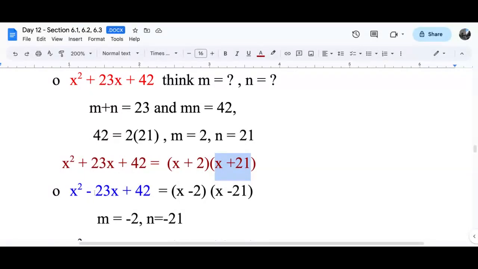Now let's see, the middle term is negative. If the middle term is negative and the constant term is positive, we know the two factors M and N have to be negative, because negative times negative will be positive, and negative adds negative will be negative, right? Indeed, negative 2 times negative 21 gives us positive 42. Negative 2 plus negative 21 gives us negative 23. So we write it as x minus 2 times x minus 21. Anyone has any questions?